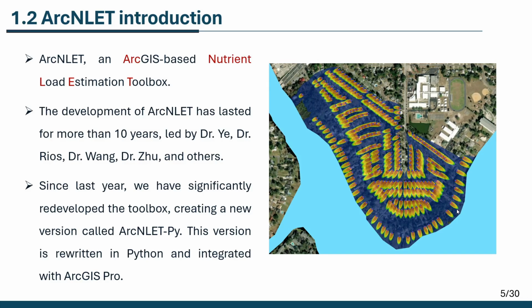ArcNLET is short for ArcGIS-based Nutrient Load Estimation Toolbox. The early version of ArcNLET only can calculate nitrogen, but we've now added a phosphorus function, so we changed the name from Nitrogen Load Estimation Toolbox to Nutrient Load Estimation Toolbox. The new name can better reflect what it does currently.